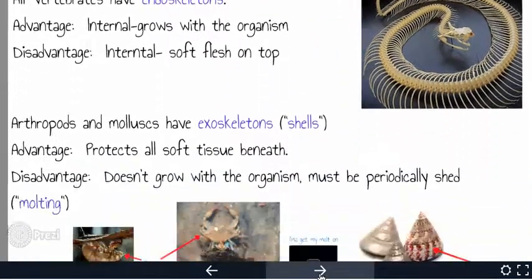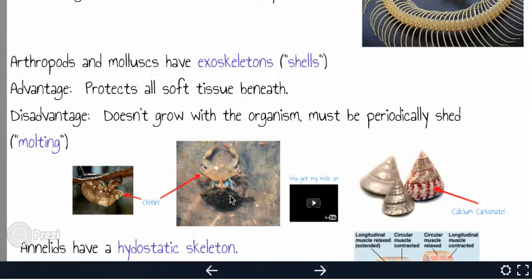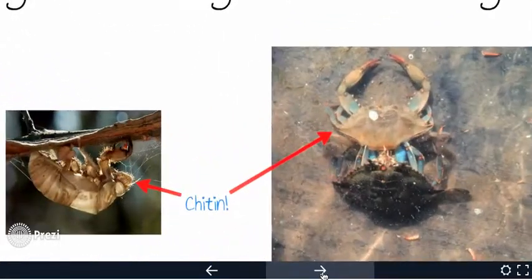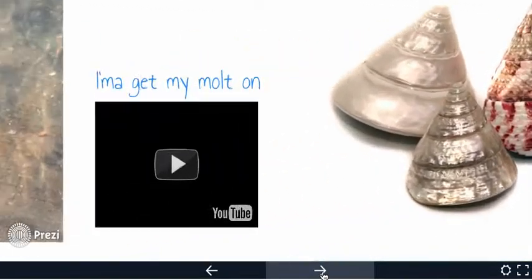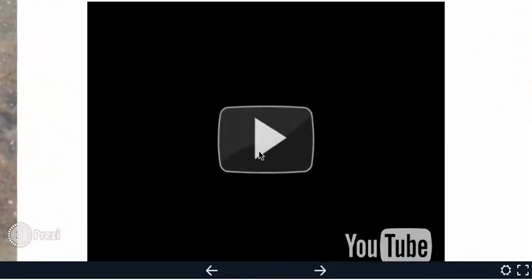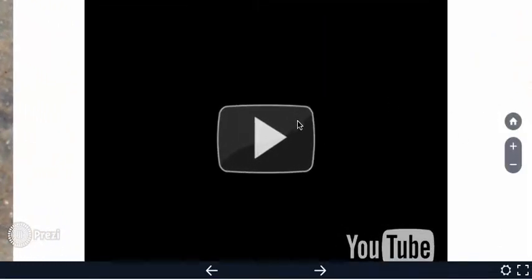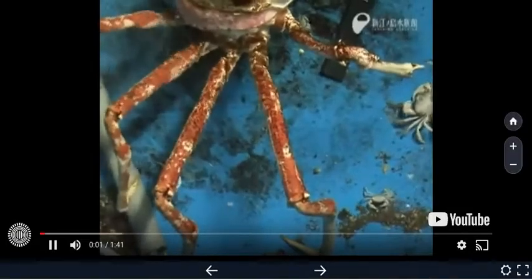Here's snake skeleton. Okay, these are exoskeletons made of chitin. And there's calcium carbonate, which makes up most shells. And we can take a look at molting, if it works. Oh, yes. Here we go.